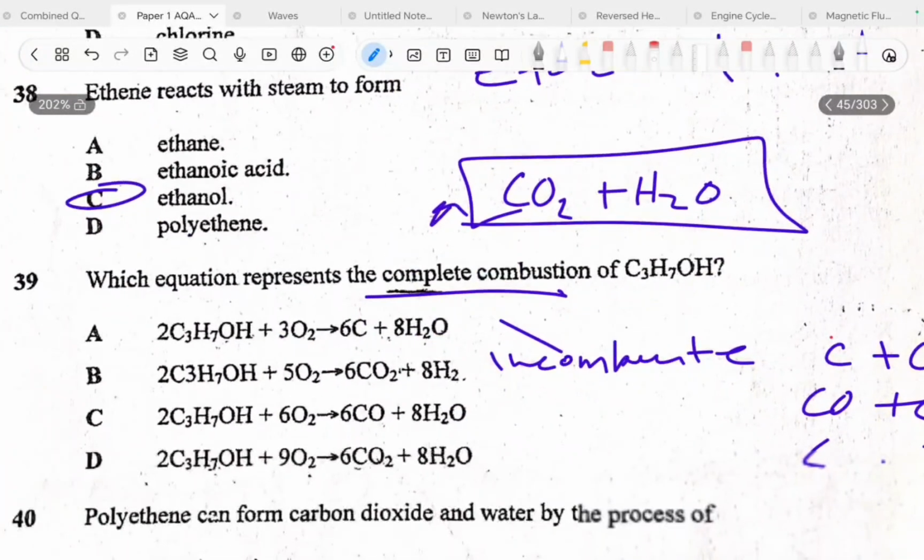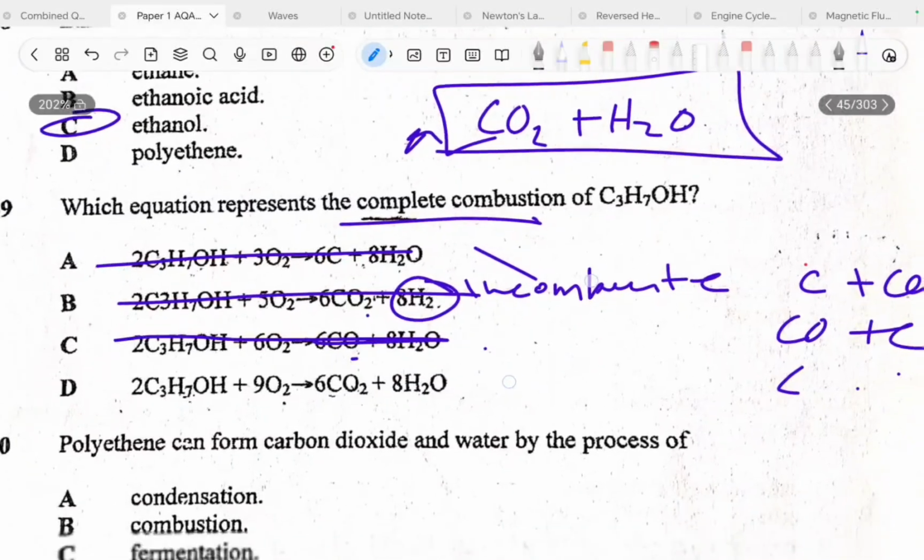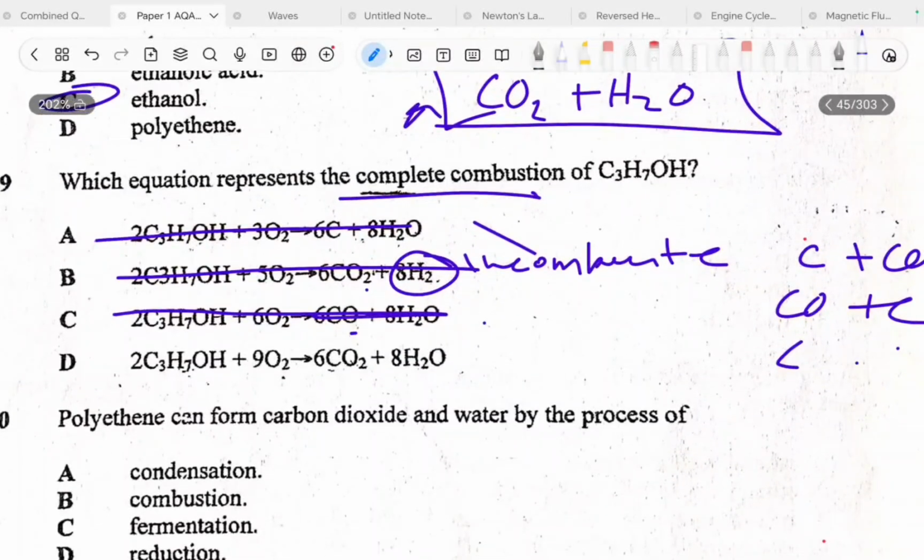So let's eliminate. We don't have CO2 or H2O as a product, so eliminate A. Okay, so we have CO2, but hydrogen. Hydrogen cannot be a product, so eliminate B. C: we have CO and H2O, but we need CO2 and H2O, so eliminate C. And then D is the only remaining answer. If you look at the answer, we have CO2 and H2O. That means D can be our solution.